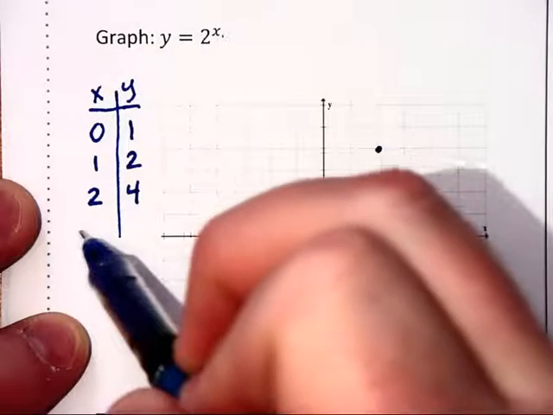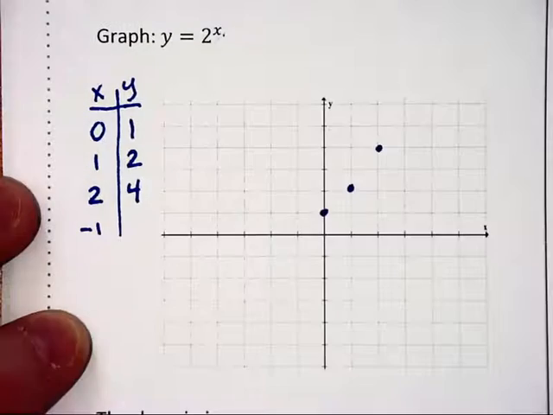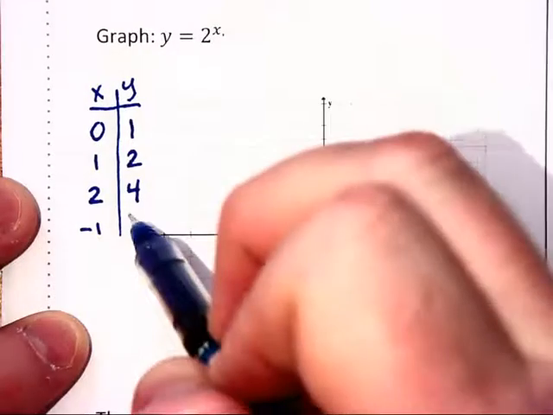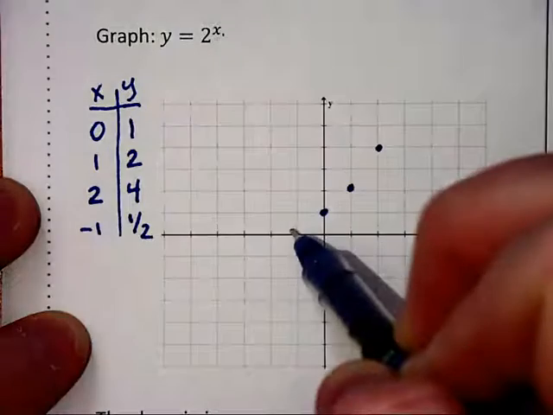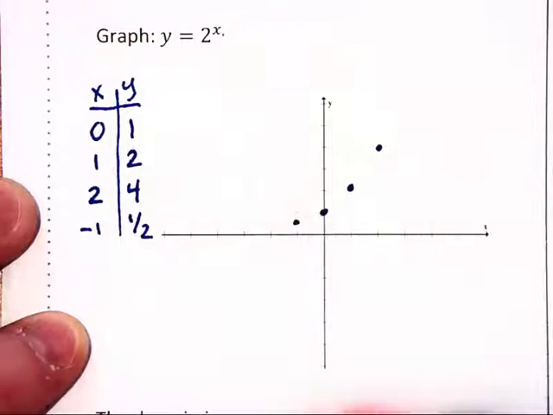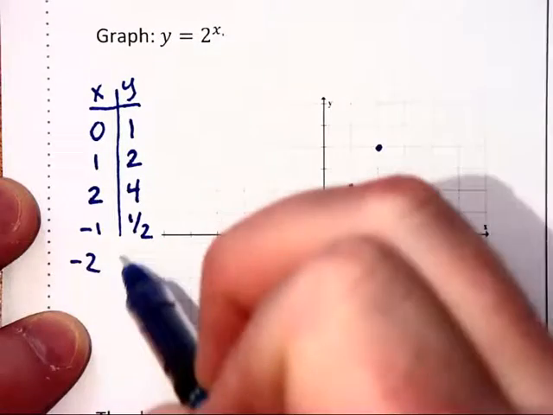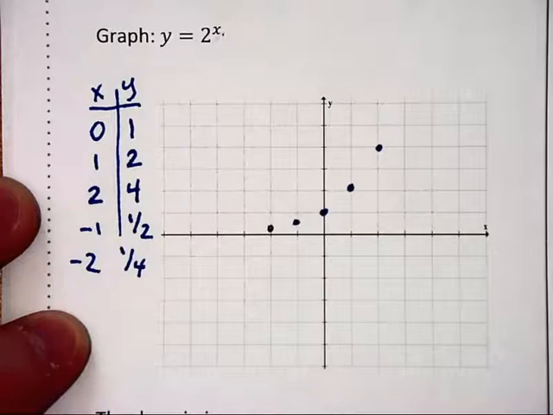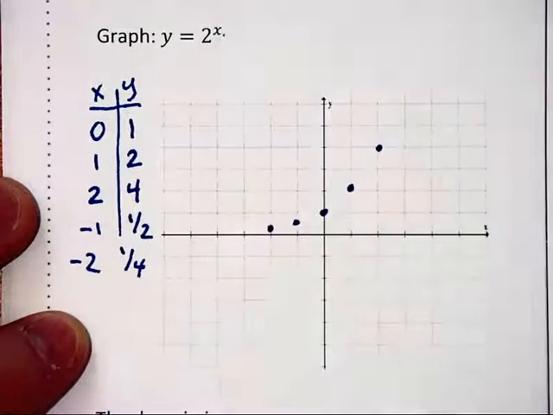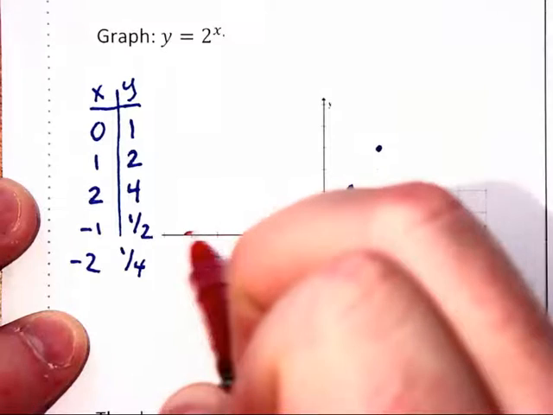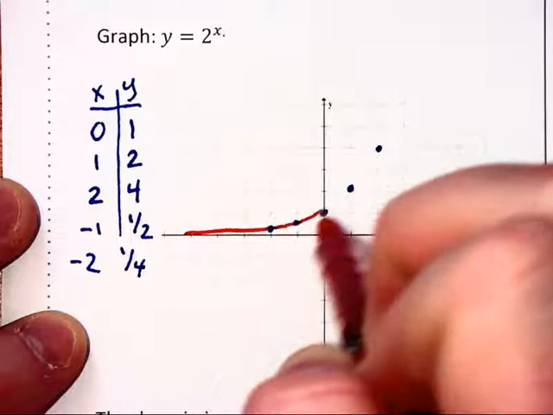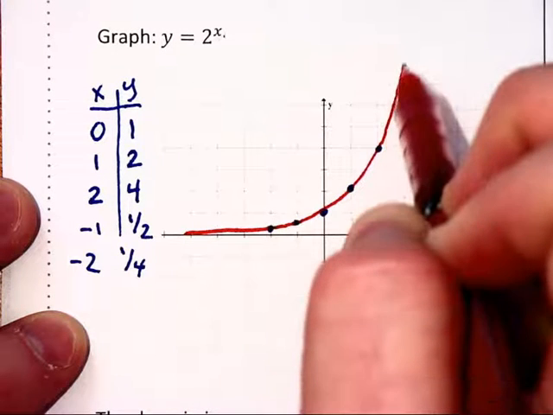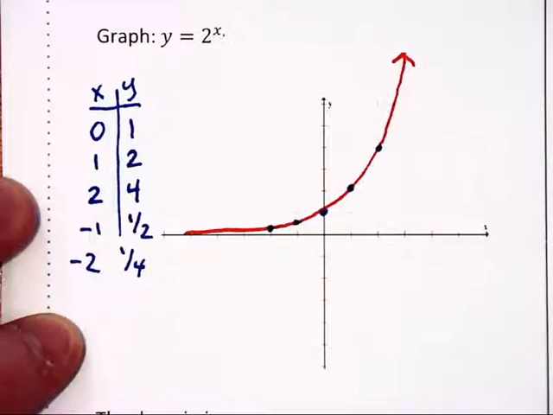Now let's try negative 1. 2 to the negative first power is 1/2. So we have a point at negative 1, 1/2. 2 to the negative second is 1/4. So here we're going to have 1/4. Now, our graph is never going to touch the x-axis. But over on the right, it's going to grow exponentially off to the right.